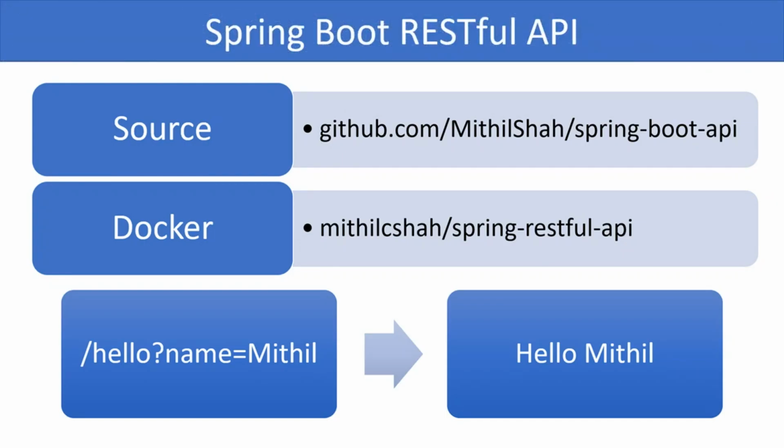microservice. The source code of the app can be found on github.com/Shah Spring Boot API. I have created a Docker image for that app and we will use that for deployment. The image is at Mithil Shah Spring RESTful API on Docker Hub. The application has a single endpoint at /hello. It takes in a particular name and returns hello name.